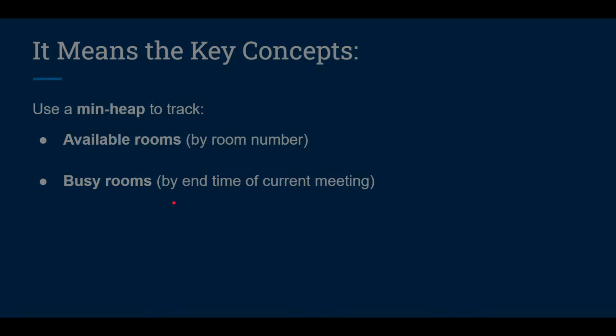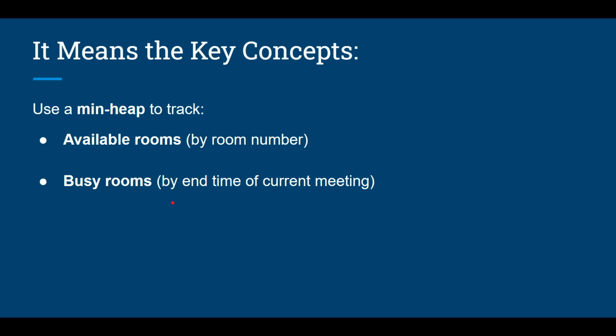Understand? So what is the meaning of this? We are going to use a min heap to track available rooms, ordered by room number, and for busy rooms, ordered by the end time of the current meetings.